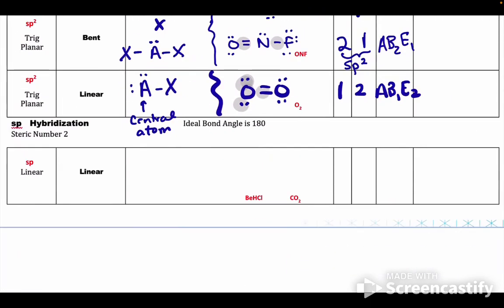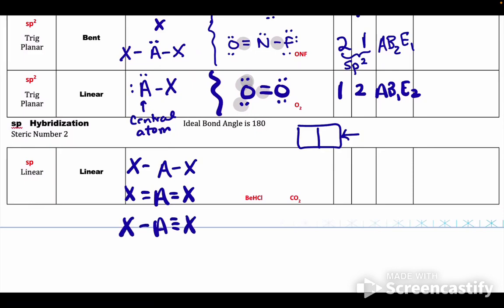And lastly, we have sp hybridization, and this is when you're going to have really 2 hybrid orbitals. So you'll have a total of 2 bonding areas for these. So you would have a central atom with 2 atoms coming around it. So no lone pairs on the central atom. So it could be double bonds, but again, those are just 2 bonding areas. Could be a triple, but still 2 bonding areas, no lone pairs.